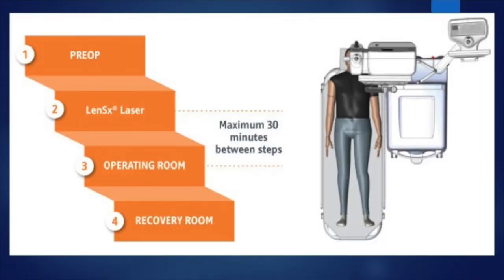Then the laser. So you'll start in pre-op, they'll get you ready. Then you'll go into the laser where they use that laser to break up that cataract and make those incisions, fix the astigmatism. Then usually you'll go directly to the OR after that. Sometimes they put you in pre-op for a couple minutes again, just to get the room ready, and then you'll go to the OR. The OR is to insert the lens?